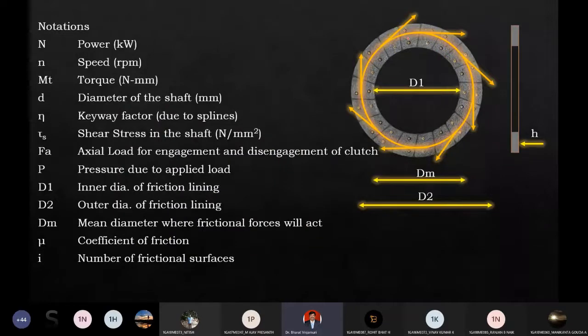Now once we are done with notations, remember this is nothing but your dm. This orange color circle which I'm trying to show is dm. On this dm, the frictional force FF will be acting. That is the reason we call this the mean diameter, where the frictional force will be acting. So these are the values and notations which we use.